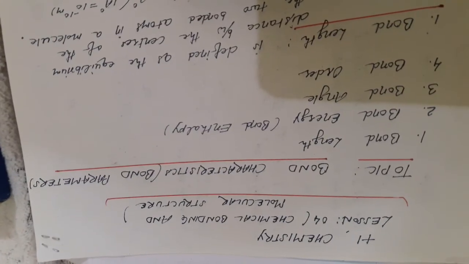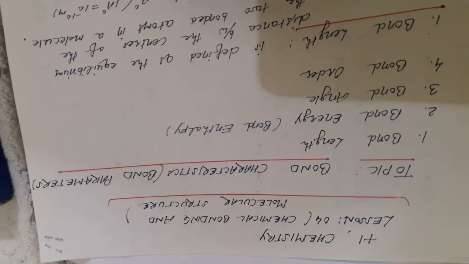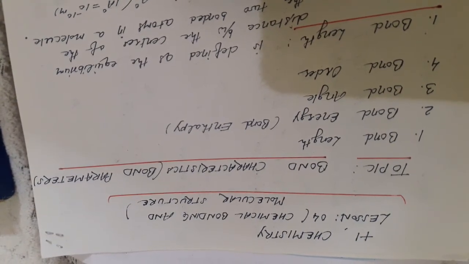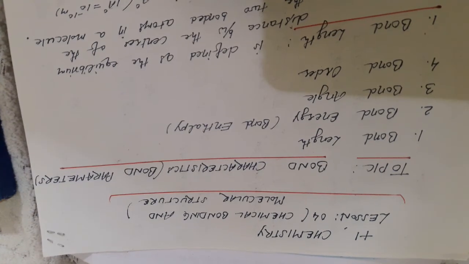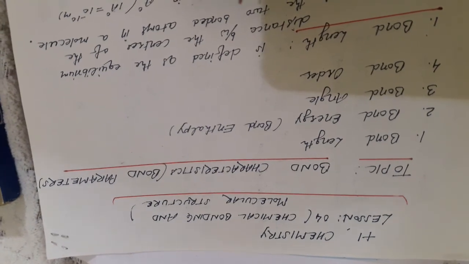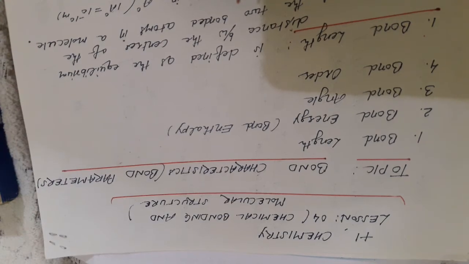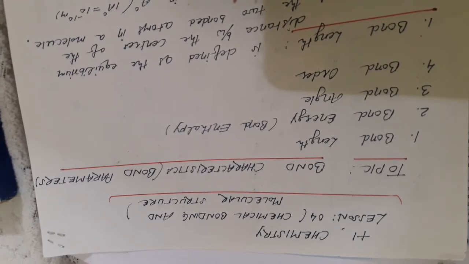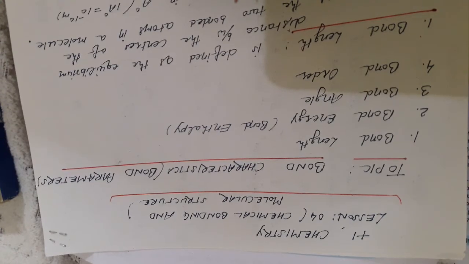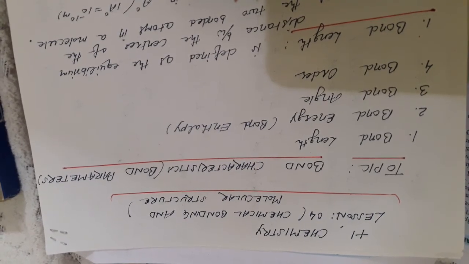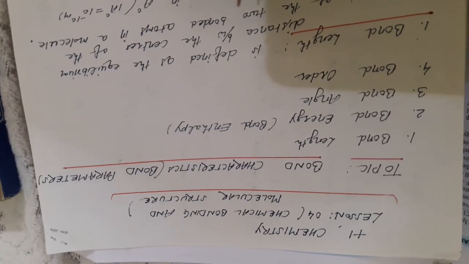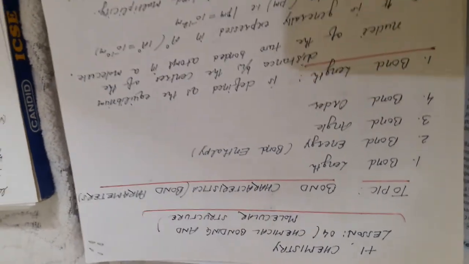Hello students, good morning. So today we are going to study about the bond characteristics or bond parameters. These four bond parameters we will study. First is bond length, second is bond energy, we also say bond enthalpy, third bond angle and fourth bond order. So let me see one by one.